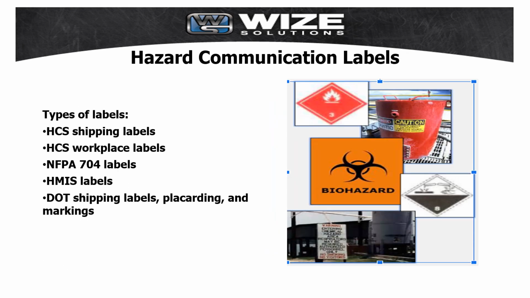There are several types of labels that might be found on hazardous chemicals in a workplace, including Hazard Communication Standard shipping labels, Hazard Communication Standard workplace labels, National Fire Protection Association 704 labels, Hazardous Material Information System labels, Department of Transportation shipping labels, placarding, and marking.